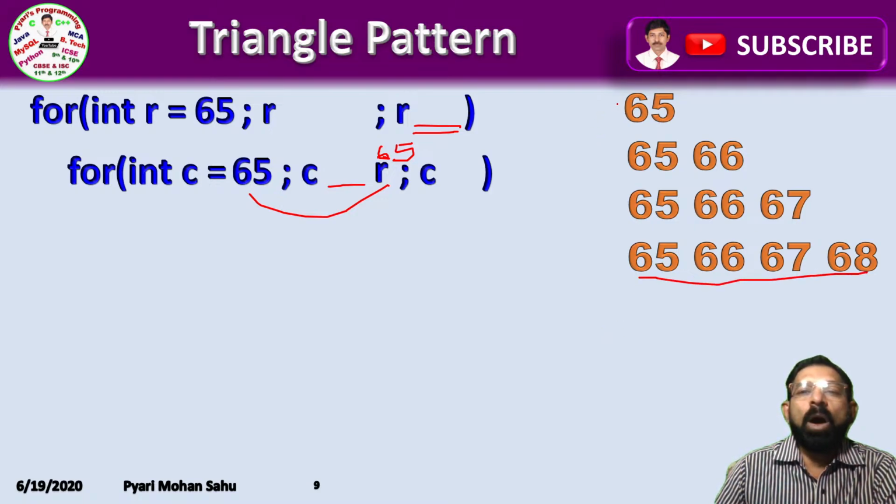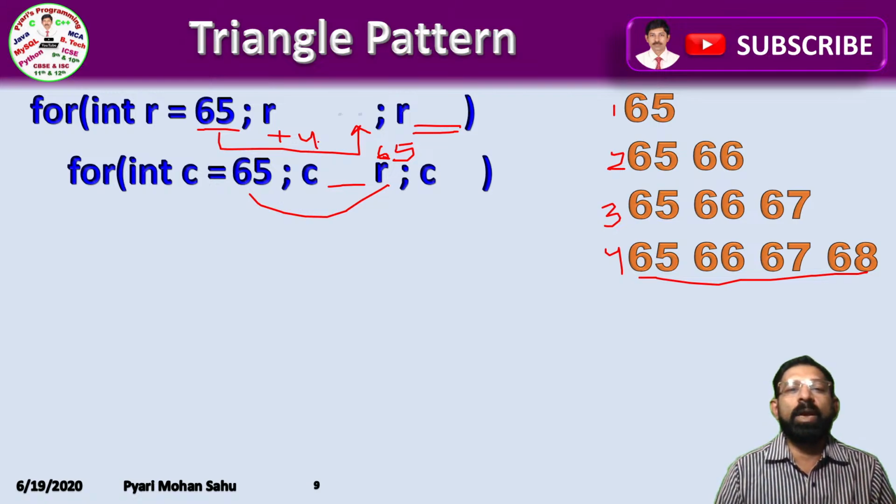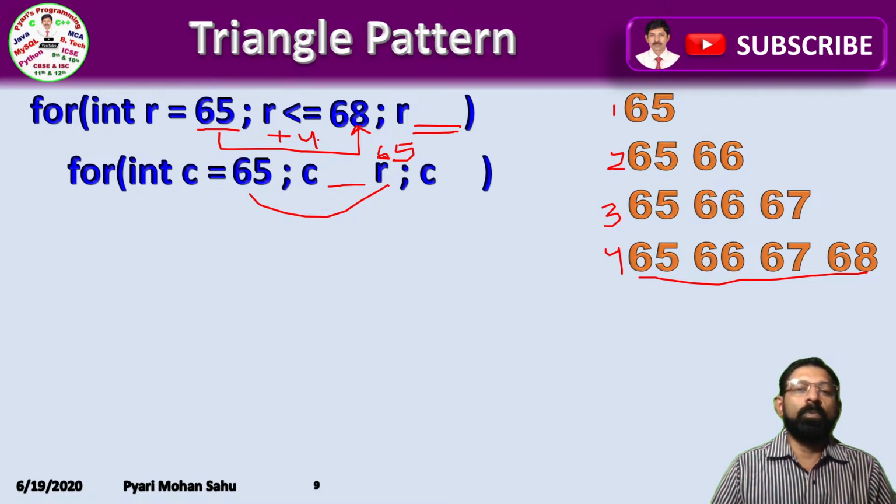Or we can say like this, how many rows are there? 1, 2, 3, 4. 4 rows are there. Now how much should be added to this so that I can get the stopping condition? 65 plus how much? Here I am saying 4. 65 plus 4 is how much? 69. So the condition is up to you. What you will take, 68 or 69, it is up to you. If you take 68, you will say less than equals to 68. If you say 69, then you will say less than 69. That is up to you.